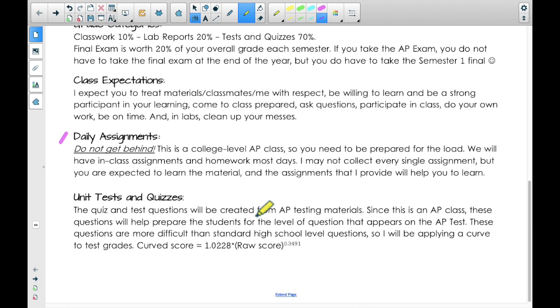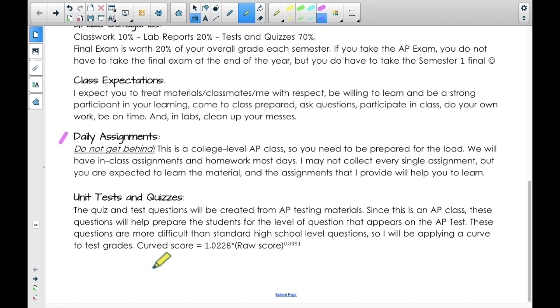Those questions will be from AP testing materials. Since this is an AP class, these questions will help prepare you for the level of question that appears on the AP test. These questions are more difficult than standard high school level questions, so I will be applying a curve to test grades.